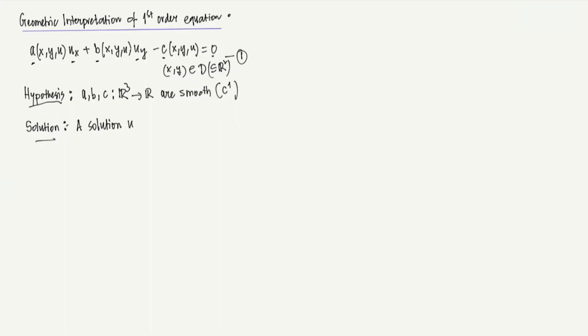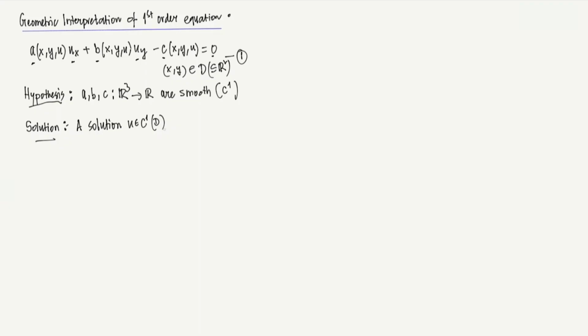So 0 is a continuous function. So you can assume u is C1. Of course, you can assume it is C2 also. It's not an issue. But for all purposes, now we are going to assume it is C1. C1 of where? C1 of D. Now, it is not a guarantee that we can find a solution in the whole of D, but still this is the general notion which we are going to start with.